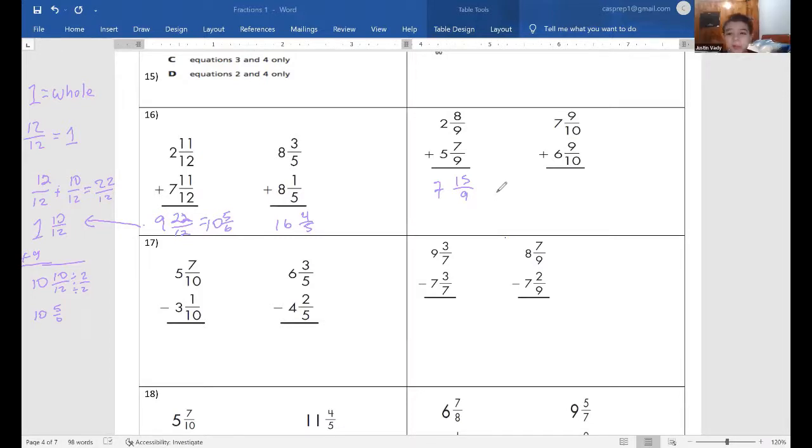An improper fraction. Improper fraction. Are we allowed to leave answers as improper fractions? No. Did you give me an answer with an improper fraction for 15 over 9? Mm-hmm.